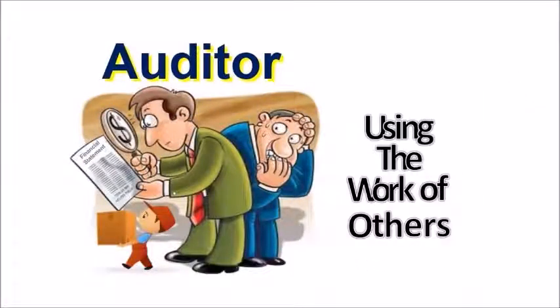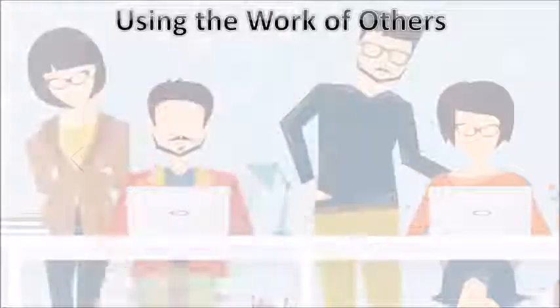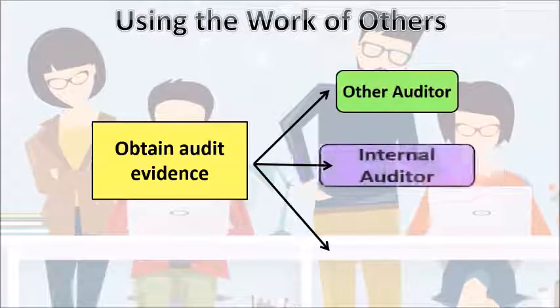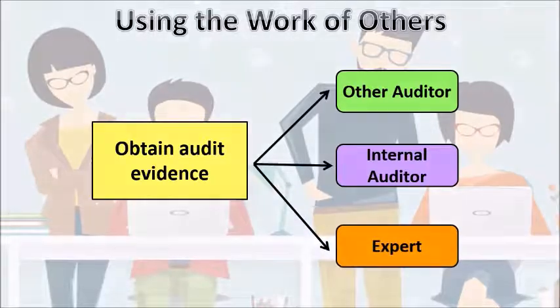Next, using the work of others. It is where it allows the auditor to use the work of others to obtain audit evidence. Others here can be referred to as other auditor, internal auditor and expert. Let's look into detail about using the work of other auditor.